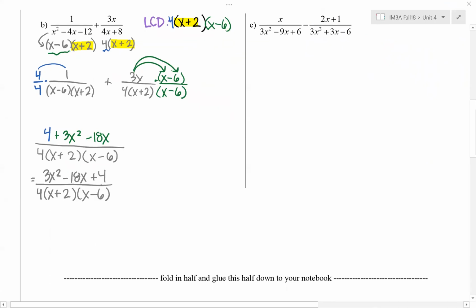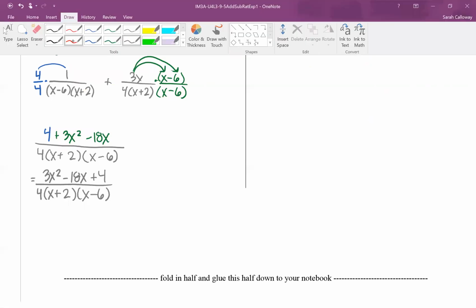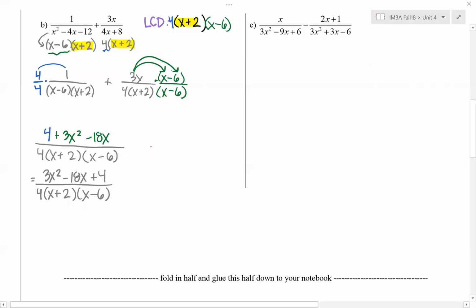And so, like always, we want to check our numerator to see if it's factorable. And so since a is not 1 again, we're going to have to use the star. So we know it's going to be 3x. And one of them should simplify if we can find the pattern. So we're multiplying 3 times 4, which means we want two numbers that multiply to 12 and then add to negative 18.